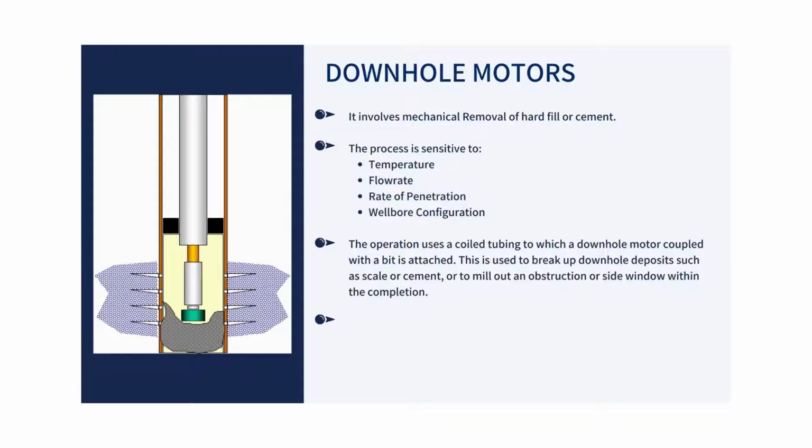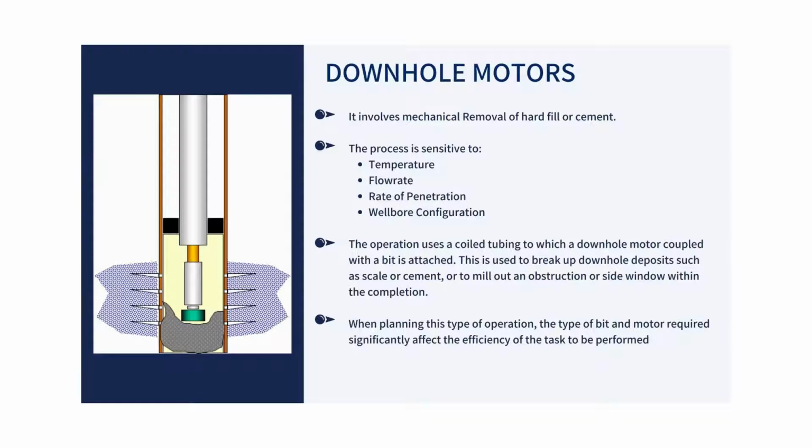This is used to break up downhole deposits such as scale or cement, or to mill out an obstruction or side window within the completion. When planning this type of operation, the type of bit and motor required significantly affect the efficiency of the task to be performed.